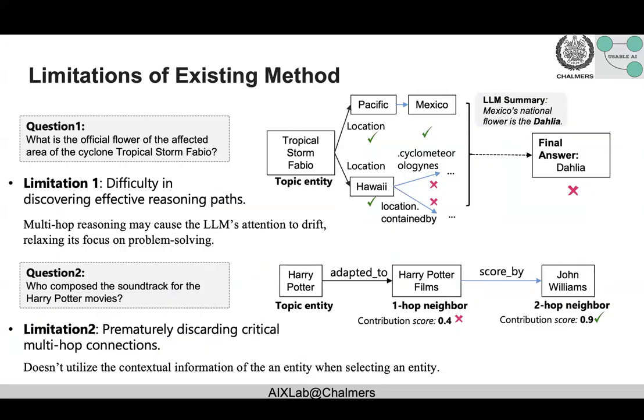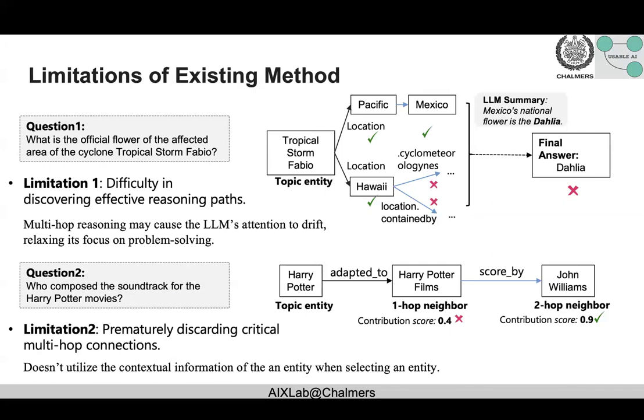Here are two examples. First, I find it is sometimes difficult to discover effective reasoning paths, especially when the reasoning path is very long. Here is an example. What is the official flower of the affected area of the tropical storm Fabio? And we use the same process. First, we find the topic entity, and we find that the storm affected two areas.